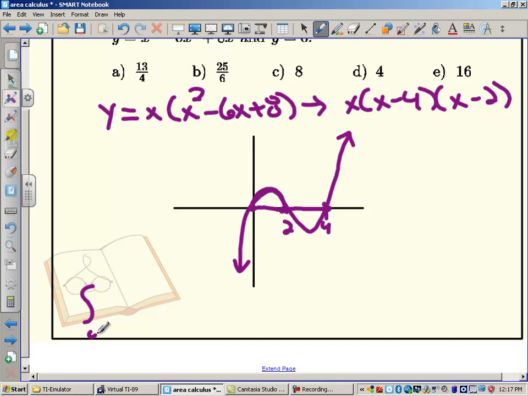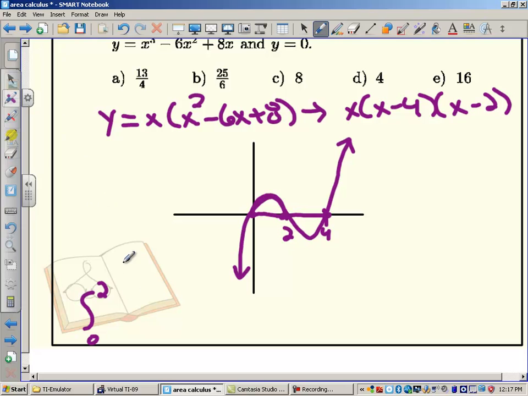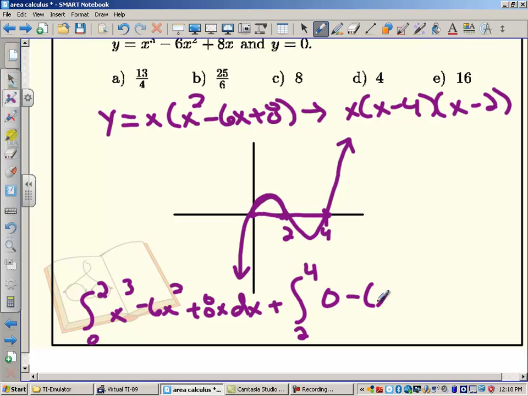I will do the integral from 0 to 2 of top minus bottom, and that was x cubed minus 6x squared plus 8x. I'm not going to do minus 0 there. And then I'm going to add to this the integral from 2 to 4 of 0 minus x cubed. Now that will make a difference if we put 0 minus. 0 plus doesn't make a difference, but top minus bottom here, we're going to have to turn this around.